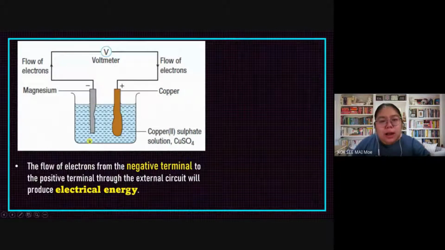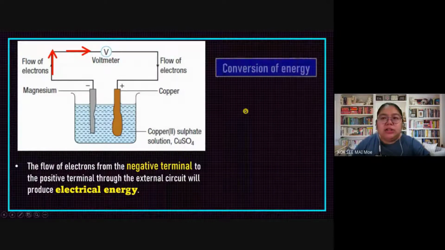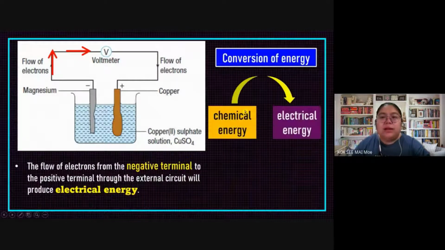At the bottom, you see the copper becomes thicker. When it becomes thicker, it means the mass is increasing. Then the magnesium, the mass decreases. Now the question will ask, what is the energy transfer? We need to see that the energy transfer is from chemical to electrical. So this one we call a chemical cell.